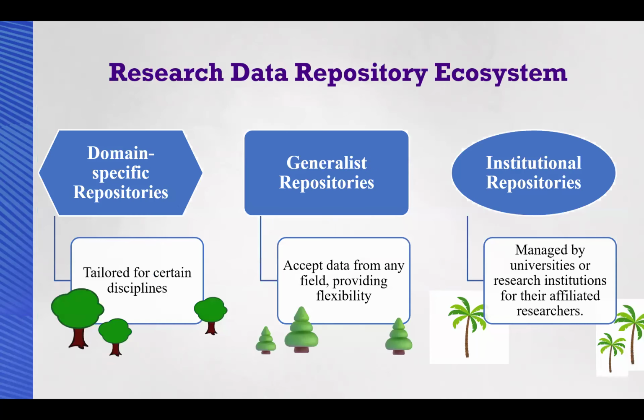So these are some of the slides that I'm going to gloss over a little bit, but realistically, there are three types of repositories. You have your domain-specific repositories, so that's going to be tailored to your discipline. You'll have your generalist repository, so that's going to accept data from any field. OSF, or Open Science Framework, is a generalist repository. And then you have institutional repositories. So these are things that are managed at your university or research institution.